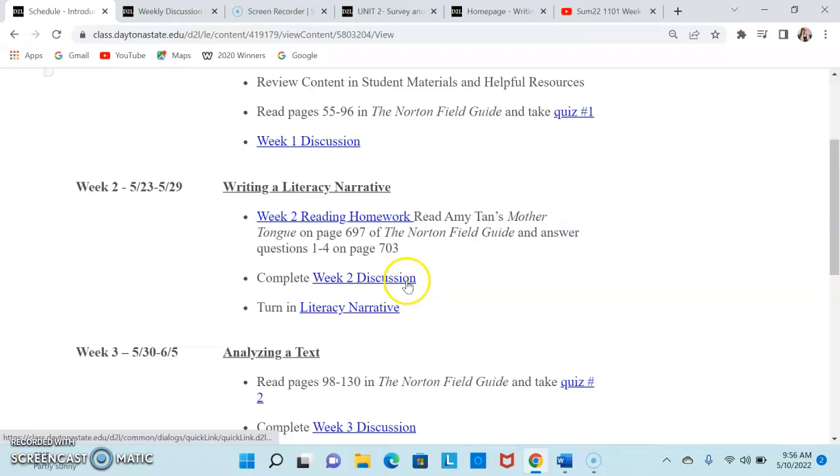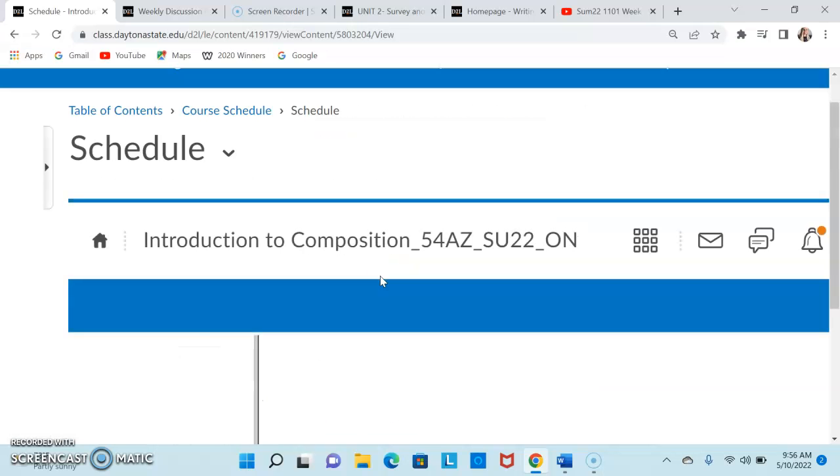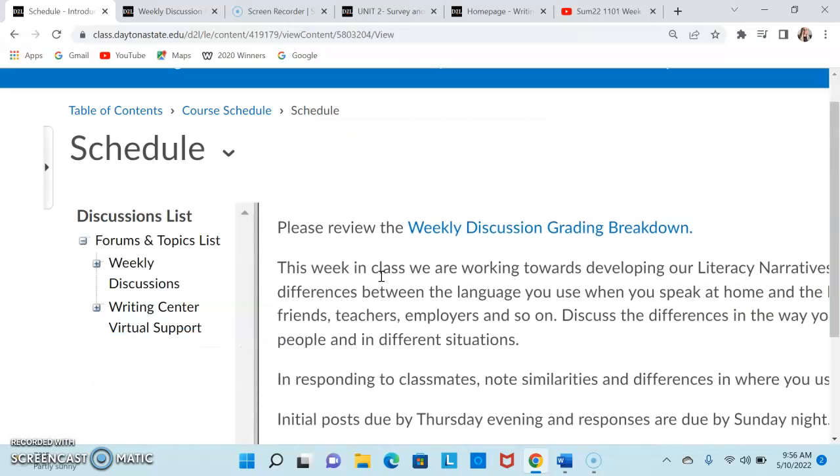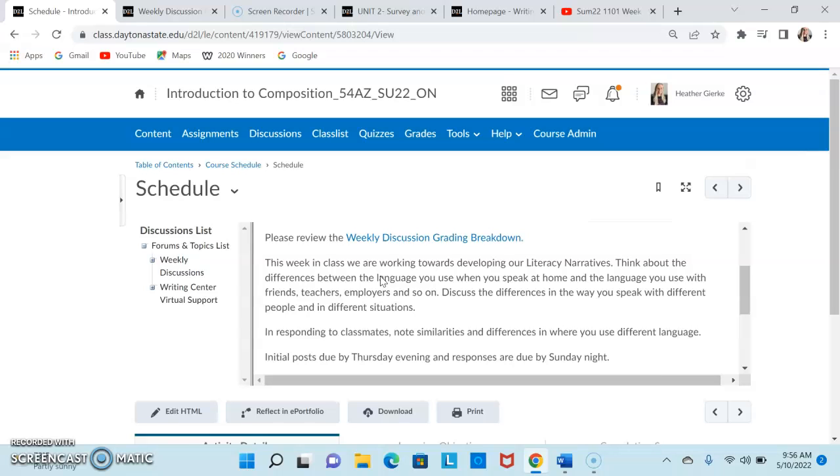We also have week 2 discussion, and our literacy narrative is due this week. Let's pop in and take a look at the week 2 discussion. So let me zoom out a little. This week, we're working towards developing our literacy narratives.